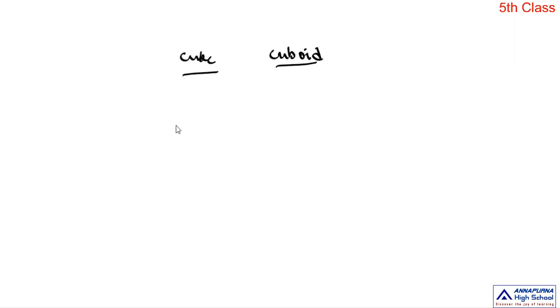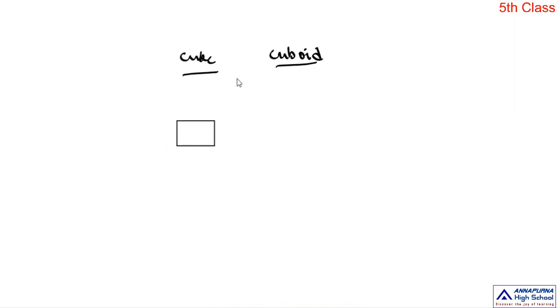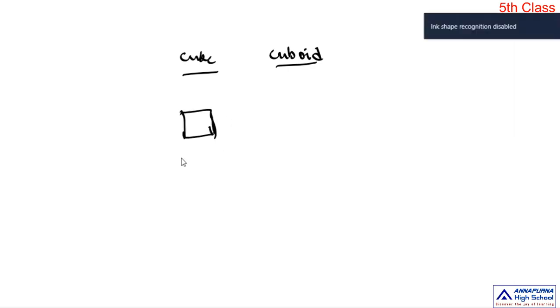So cube and cuboid. Cube means it has a square face. This is the cube, this is not a cube. Why? Because all the four sides are the same. Square means it has four equal sides, so a cube has a square face. Keep in mind, all of you. Let me draw the cube.